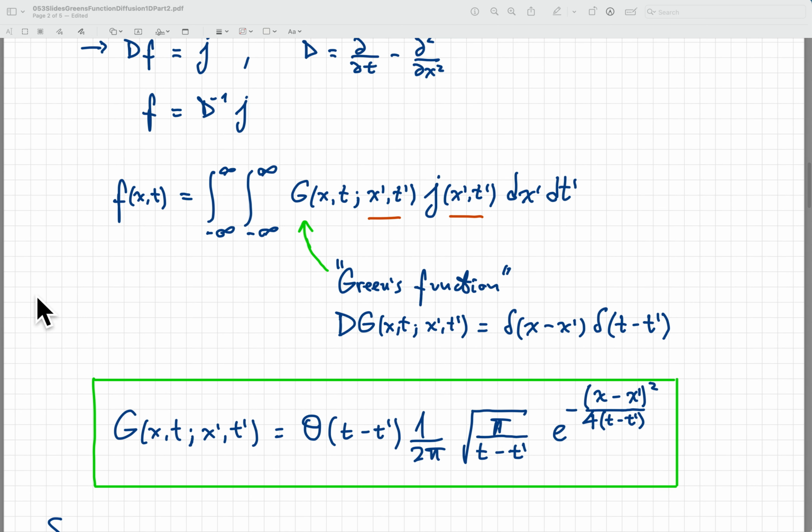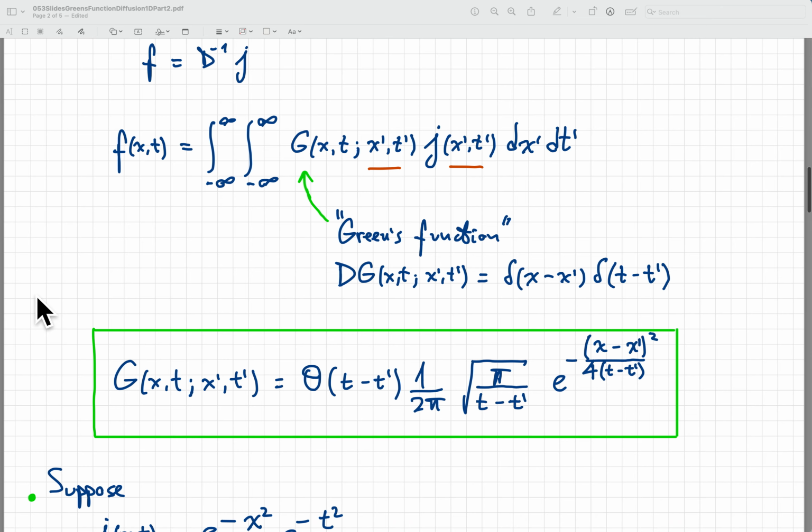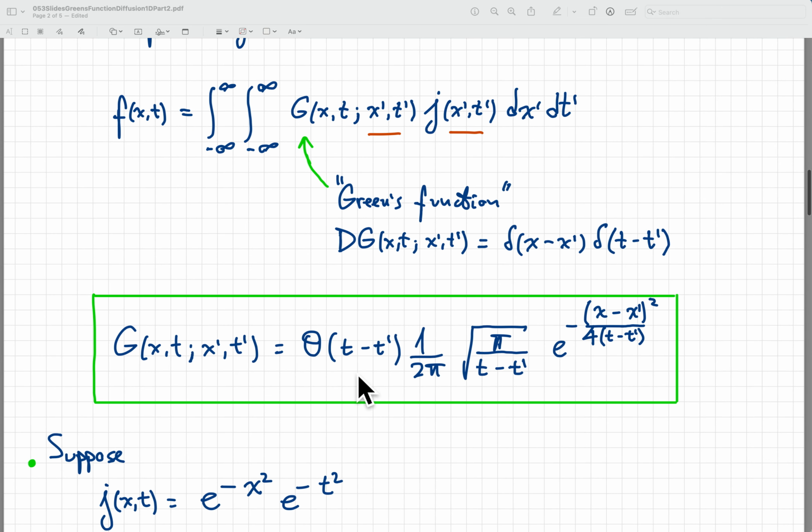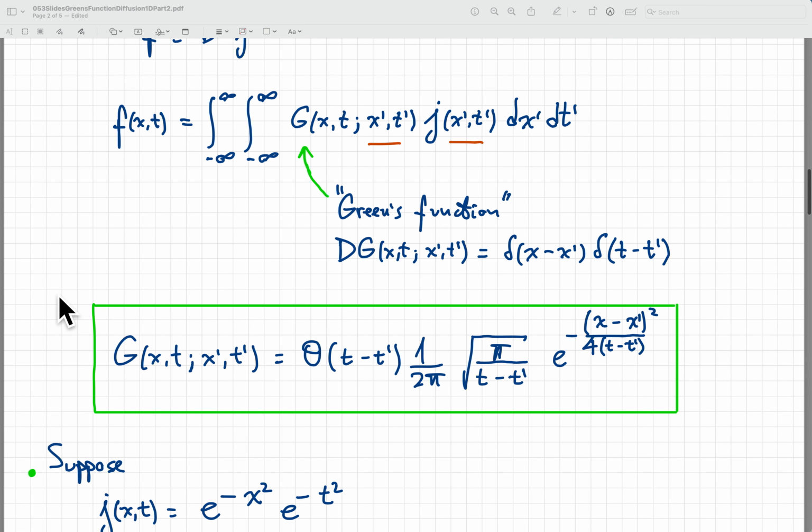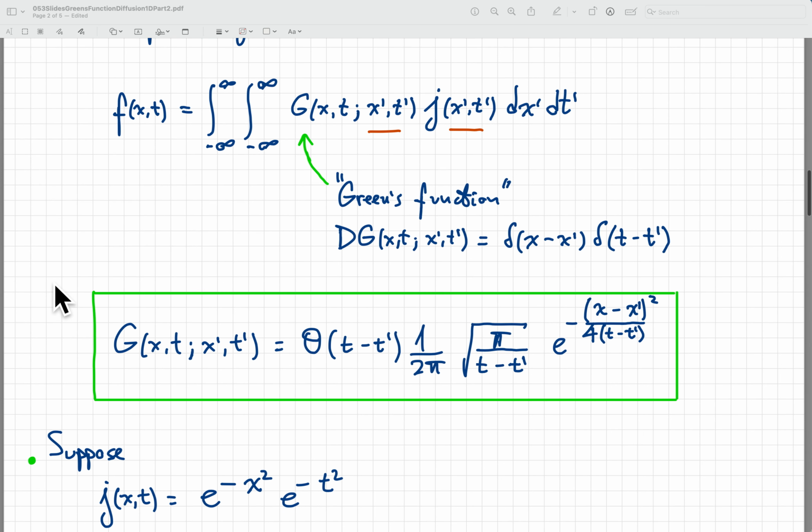And after a fair amount of calculation, we determined that the Green's function then has this form where we have this Heaviside theta function, and we have this square root and a factor, and we have also a Gaussian factor as well, which was familiar from diffusion processes, even in the absence of any source. So we saw that in previous videos.